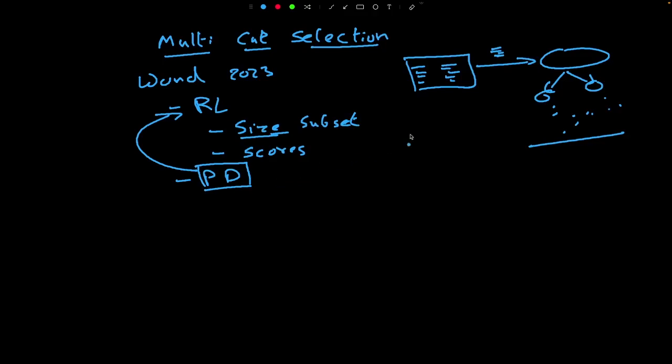And the downside is that this is super expensive, right? So we have to wait for the entire instance to be solved in order to get our reward. So that basically takes a lot of time. There was another approach by Mark Turner and others, and that was also in 2023.